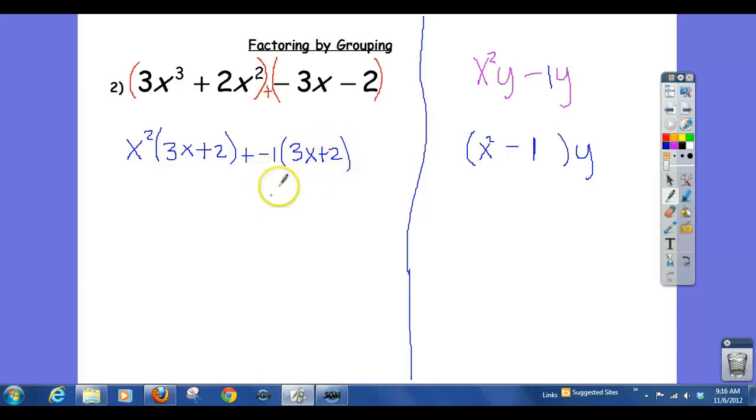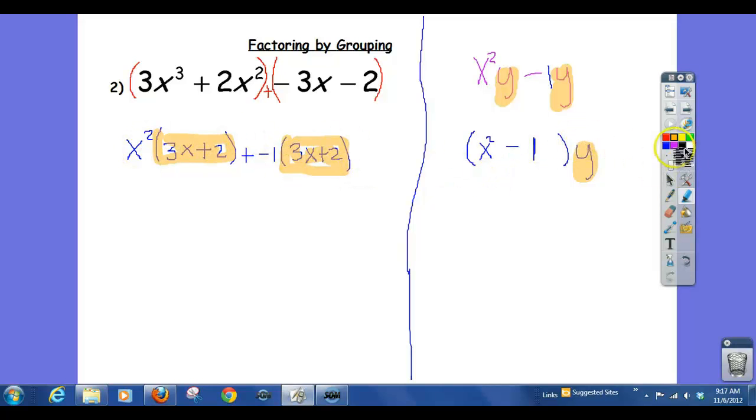Now, I claim this is a good situation to be in. It's a good situation to be in because if you look very carefully at the example over here to the right, I factored x squared times y minus 1 times y. Right, I took out the y. In this situation, it was being multiplied by the x squared and the negative 1. This 3x plus 2 is like my y. It's as though I distributed the 3x plus 2 to the x squared and to the negative 1.